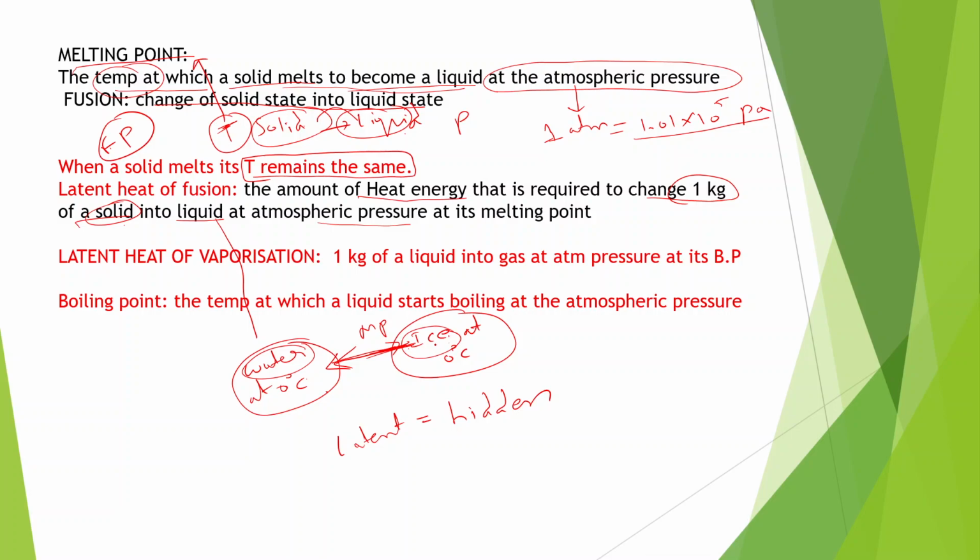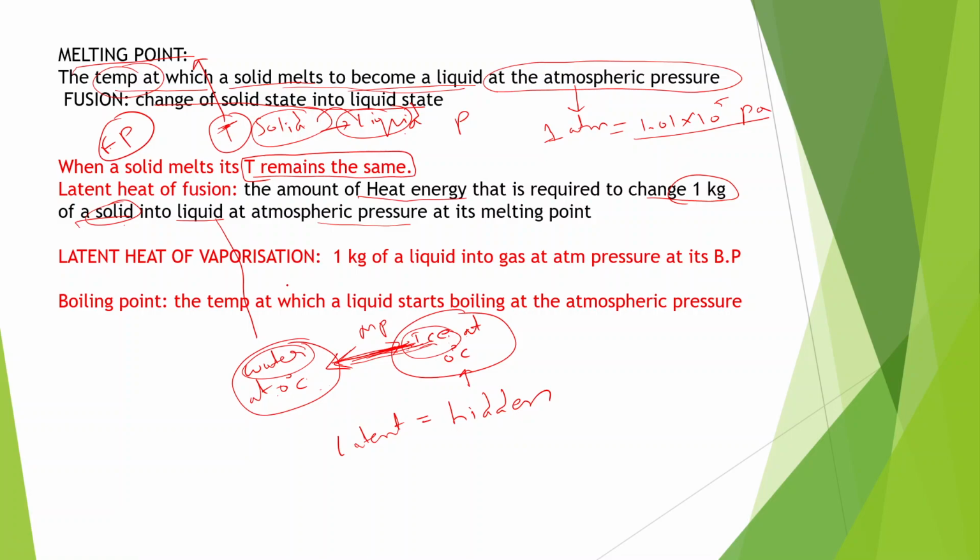the heat energy is required, right? Even if we heat it, until the ice at 0 degrees Celsius is converted into water at 0 degrees Celsius, the heat energy will be taken just to change the state from solid to liquid. That hidden heat is nothing but latent heat of fusion. I will explain it again.